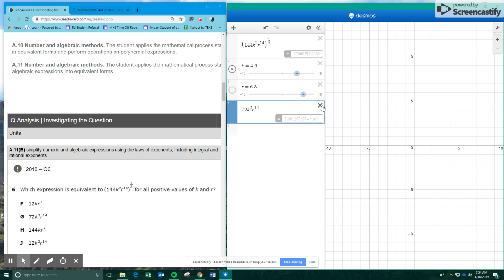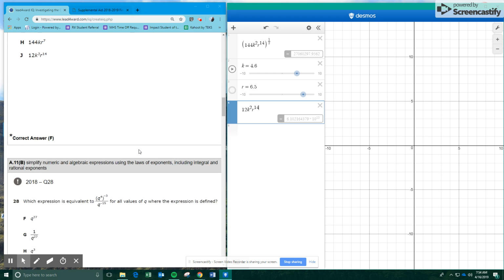These are not the same. I would not pick G. To double check my work, I'd check F. 144k r to the 7th, not the same. And lastly, checking J, we have 12k squared r to the 14th. And again, not the same. So I'm pretty confident that F is the right answer since it evaluated to an equivalent expression.